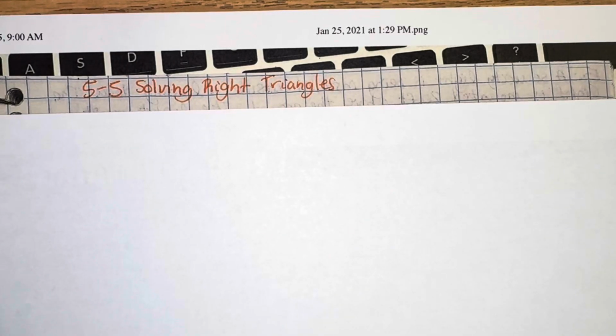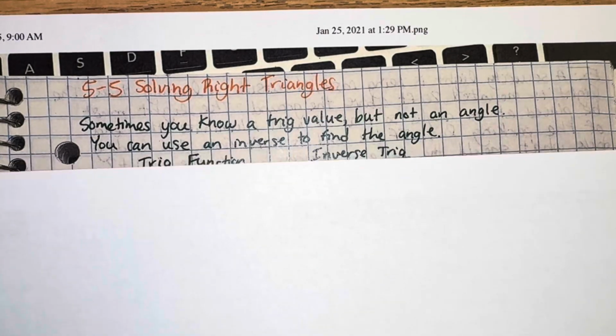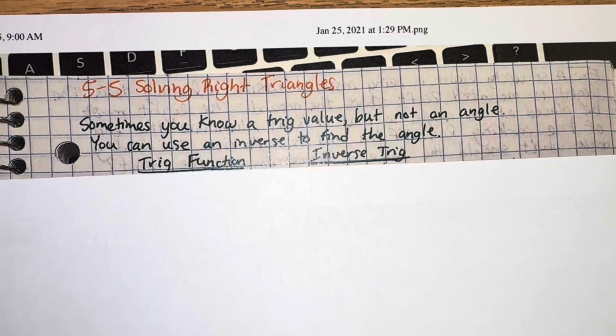Welcome. This video is on 5-5, solving right triangles. You may need a unit circle, maybe not. Sometimes you have a trig value but not an angle. You can use an inverse to find the angle.